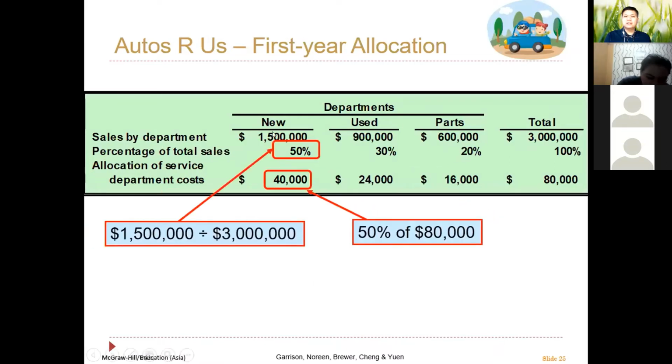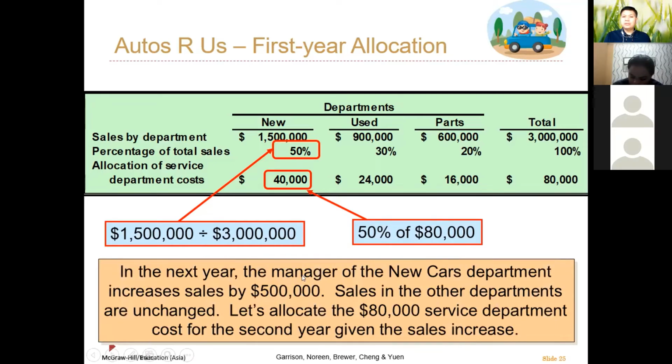Let's look. The new department has sales of 1.5 million. Used, 900,000. Parts, 600,000. If we get the total, we get 3 million. So 1.5 divided by 3 million, you get 50%. 900 divided by 3 million, you get 30%. And for parts, you get 20%. Now, using these percentages, let us allocate the total service department cost of 80,000. 50% of 80,000, you get 40,000. 30% of 80,000, you get 24,000. And 20% of 80,000, you get 16,000. This is the allocation: 40, 24, and 16.